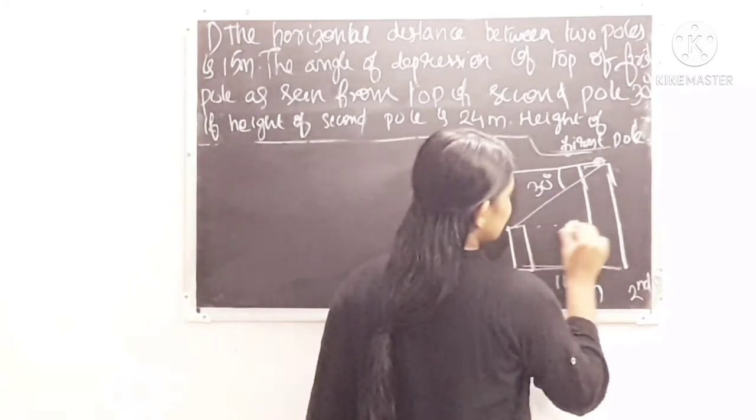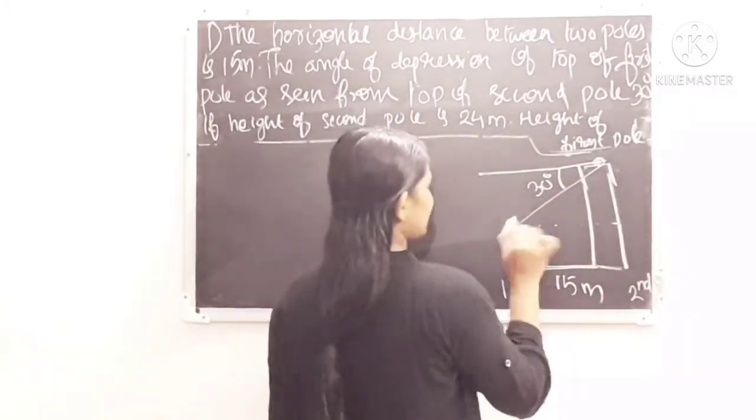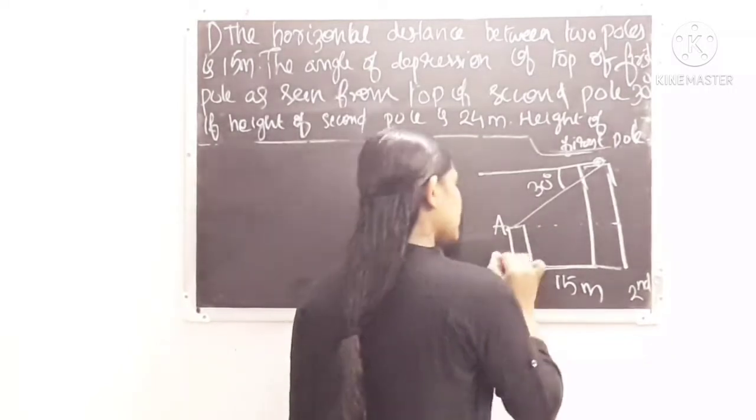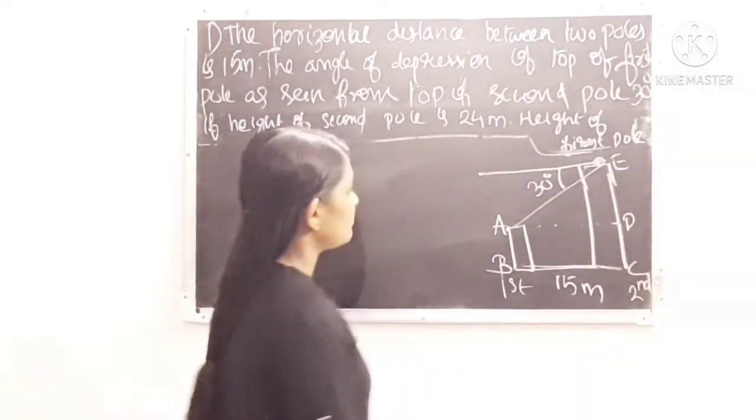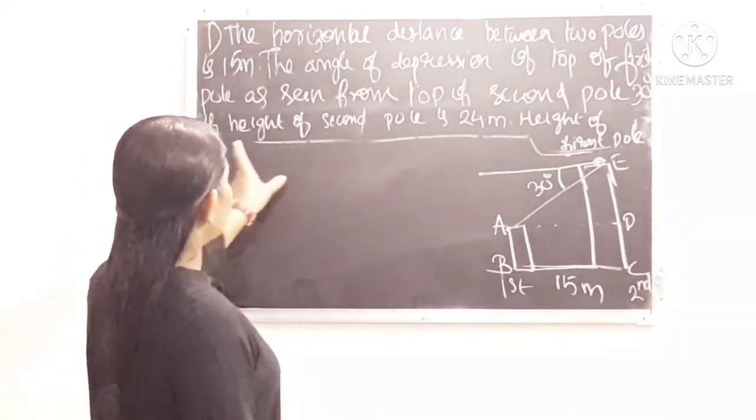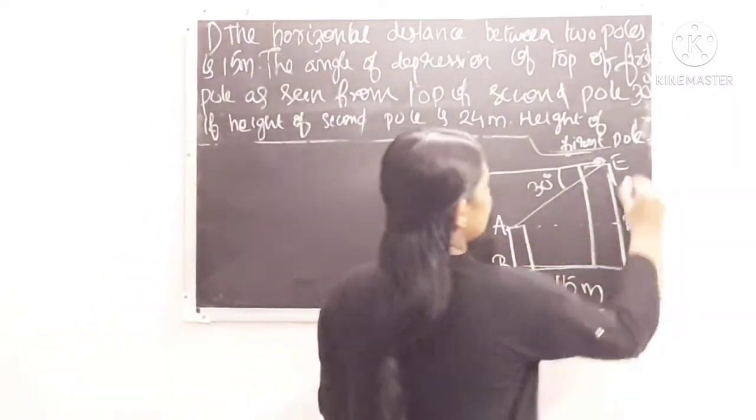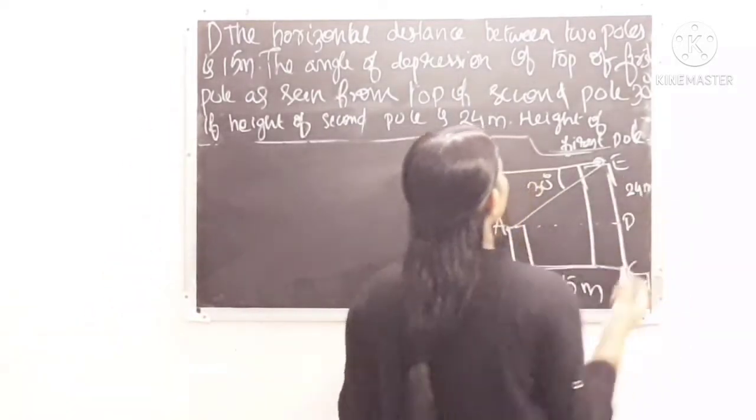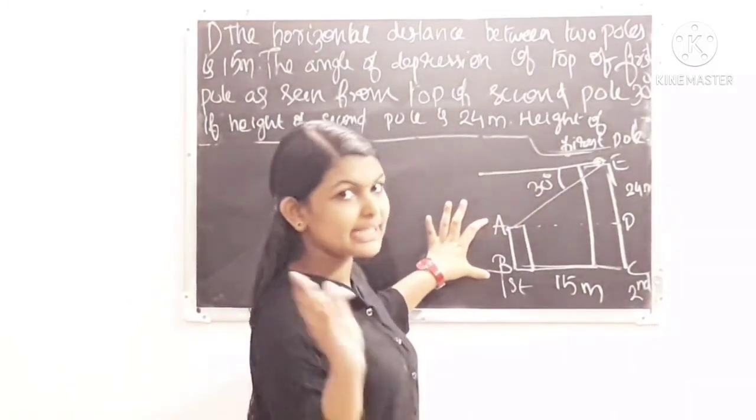Now we can join this to form a triangle, and we can name the different points. Just name them A, B, C, D, E. Now the height of the second pole is given as 24 meter, so this height is given as 24 meter. And we have to find the height of the first pole, that is, we have to find the length of AB. So that is our question.